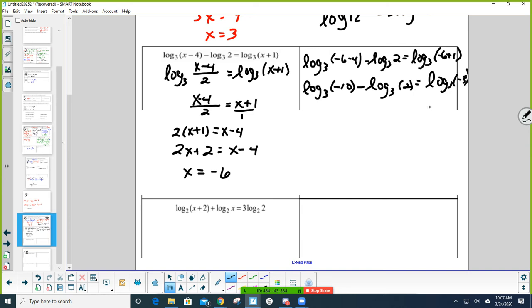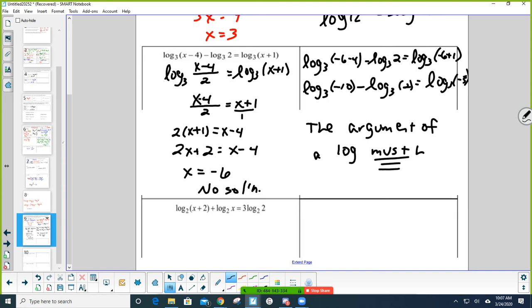If you try to go to your calculator and you put in log base 3 of a negative number, it would give you an error. This one is no solution. And the reason why this is no solution is that the argument of a logarithm must be greater than 0. Has to be greater than 0.